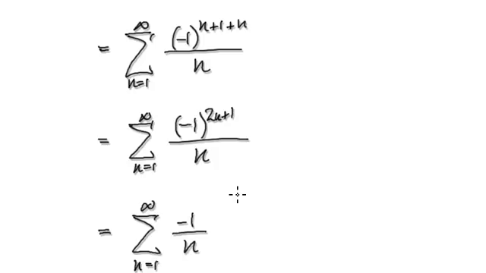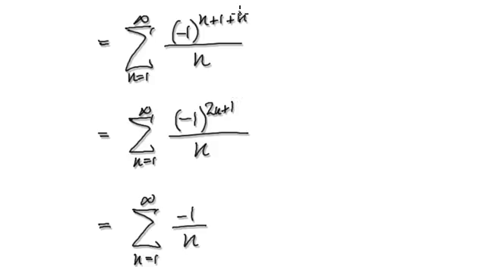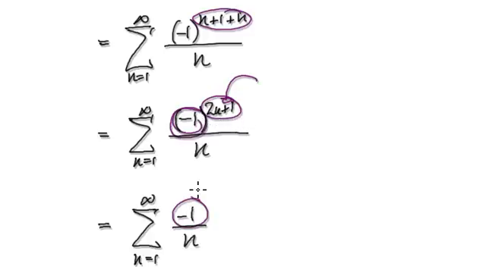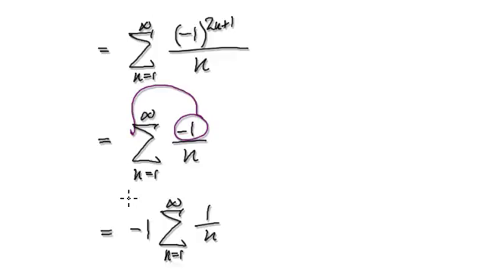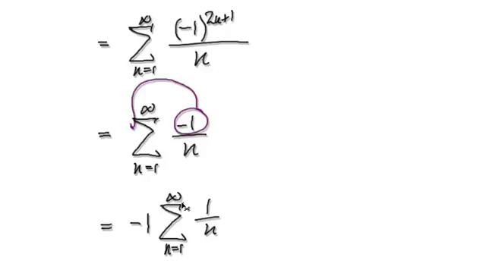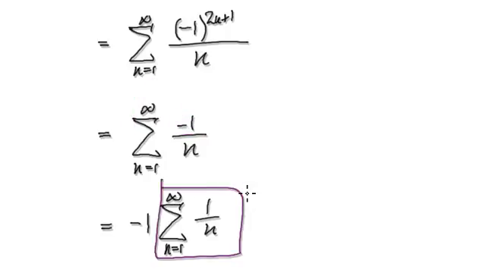So this would then become 2n plus 1. Well, 2n plus 1 is an odd number, so minus 1 to the power of an odd number will always be minus 1. This minus 1 is a constant, so take it out. That will then give you this. We've seen this before. This is a harmonic series, and we know that as n heads to infinity, this thing here will diverge.